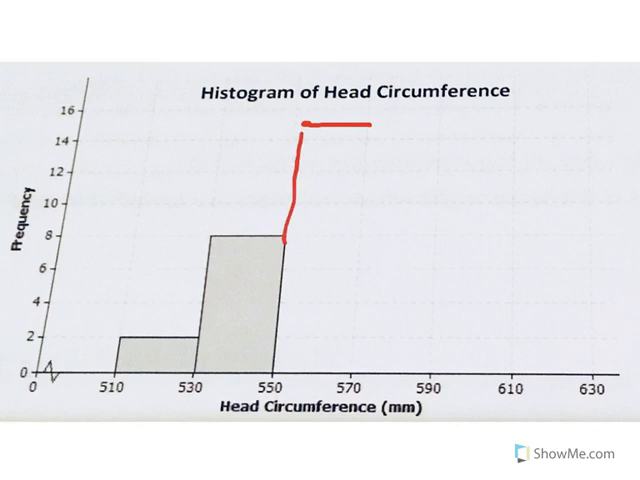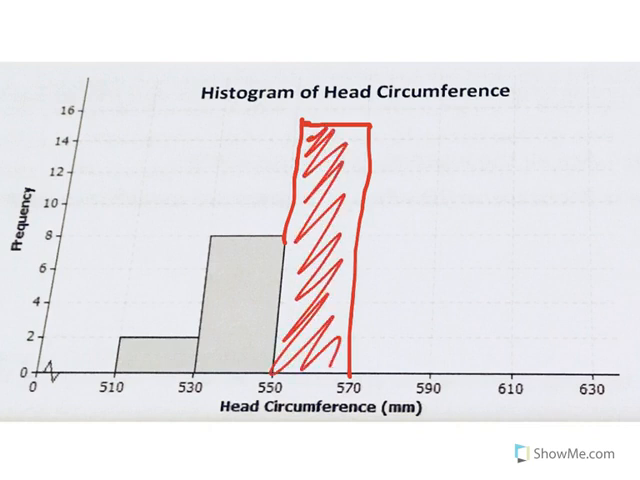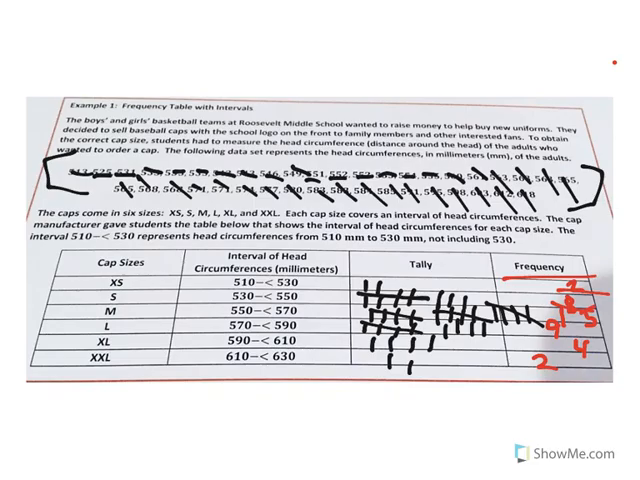It's not the best because it's hard to draw on this, but you kind of get the idea. So from 550 to 570, that's this column here. I'll color it in the best I can, right? So we can see that from 550 to 570 millimeters, there's 15 people. So we're going to get that size hat.